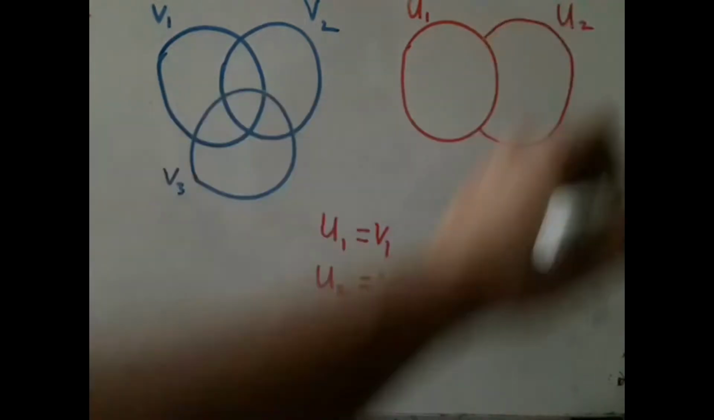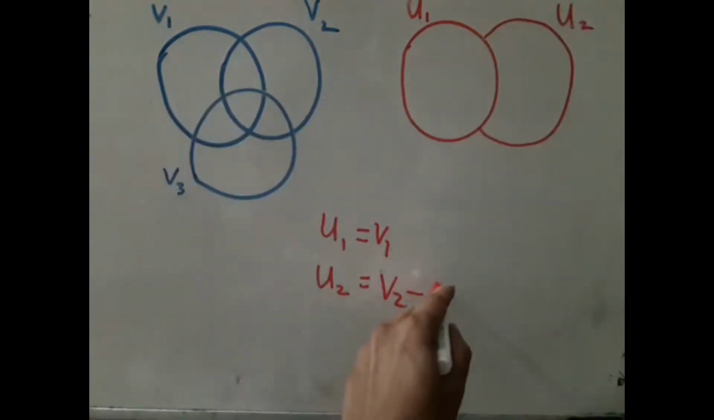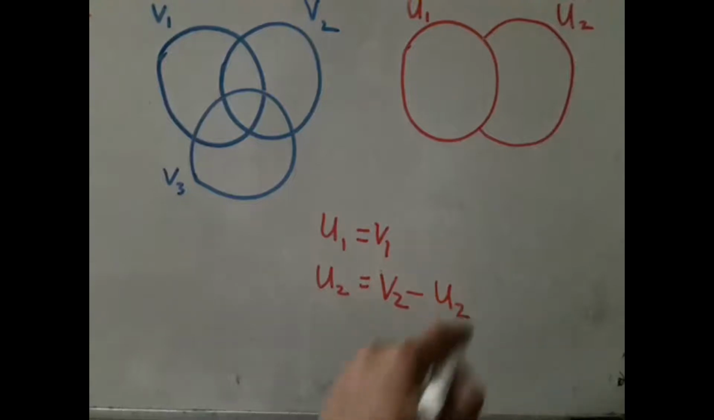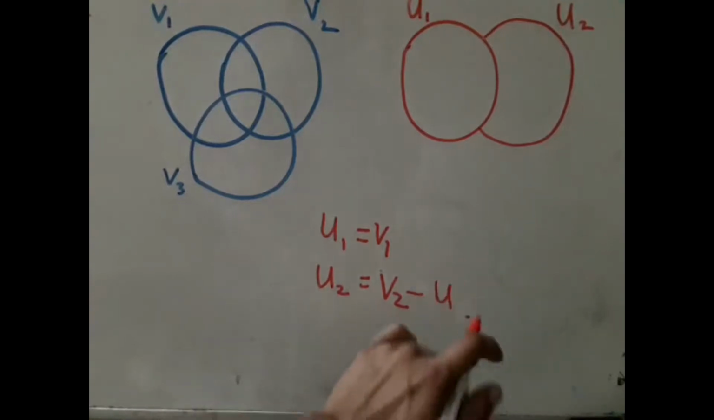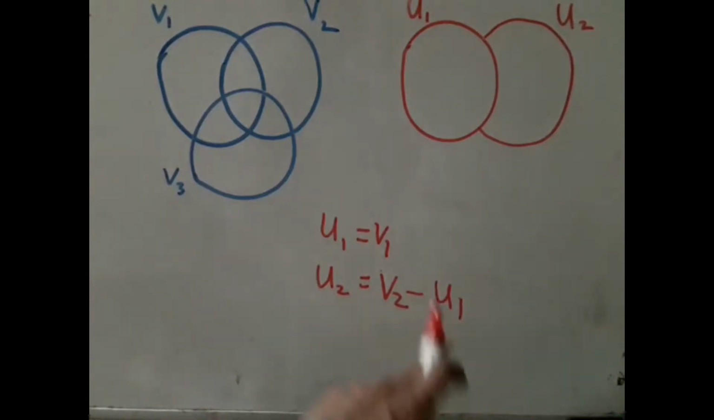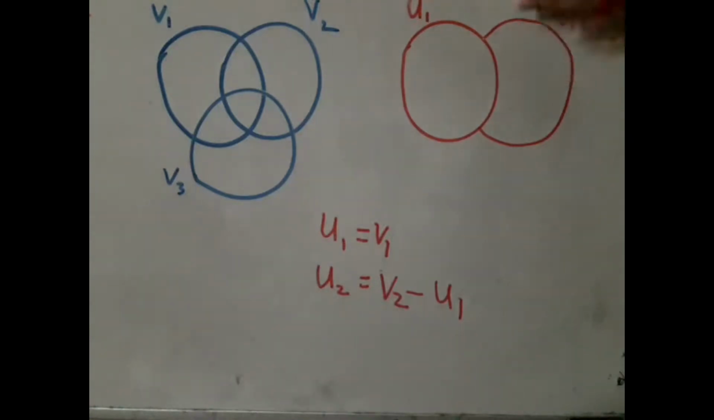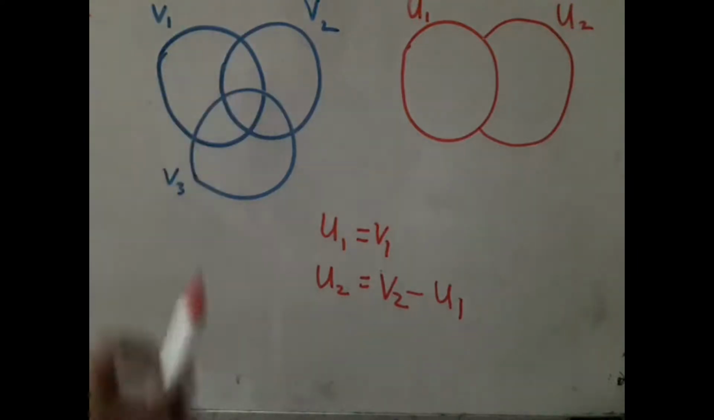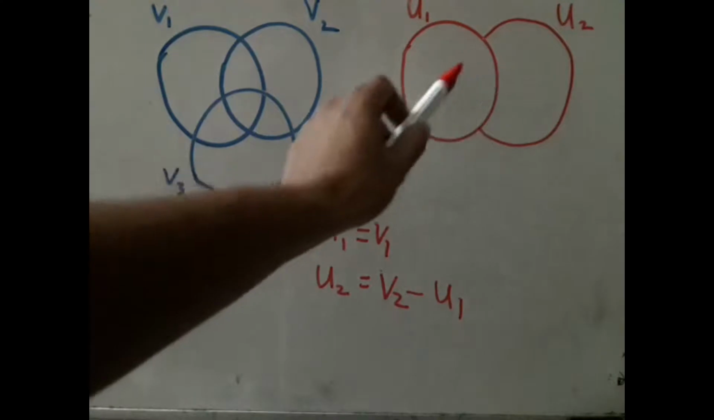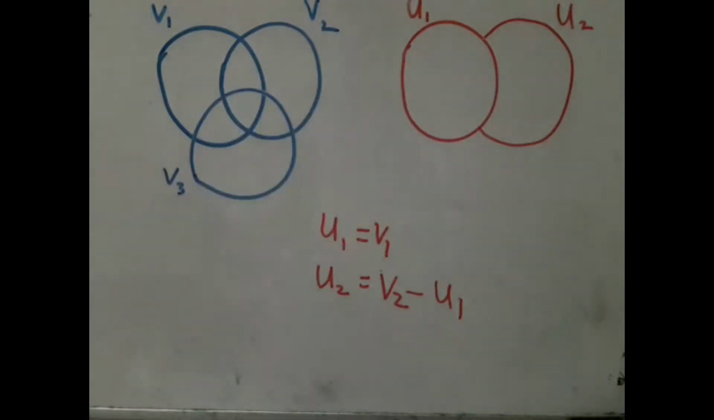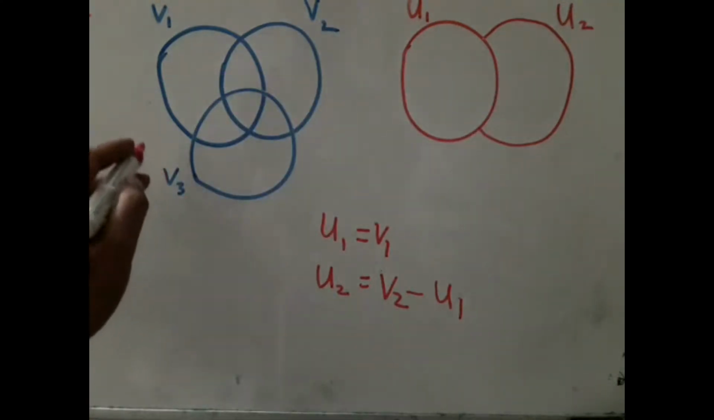I take U2 like this, so it is V2 minus U1. So this minus here means set minus. I wanted to say this minus U1. U1 is same as V1. So the thing that is already taken care of, I leave it out. So you see V1 and V2, their union is same as union of U1 and U2, but they are also disjoint. Now I come to U3.